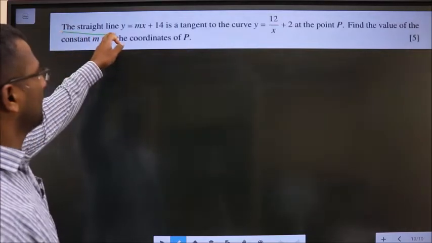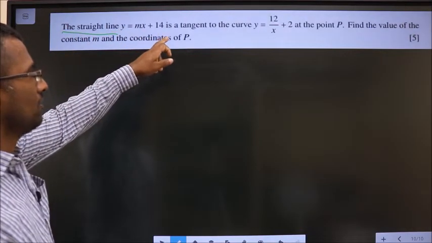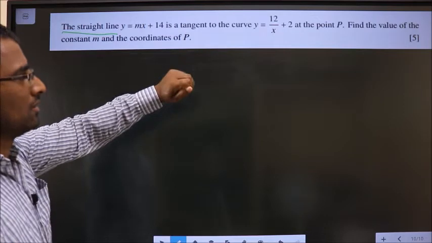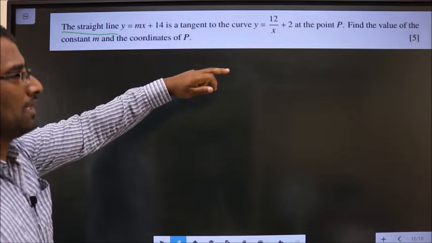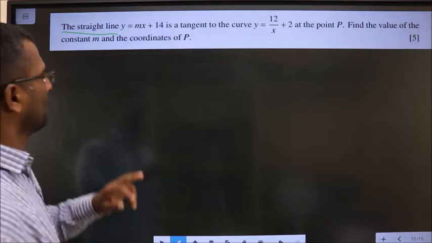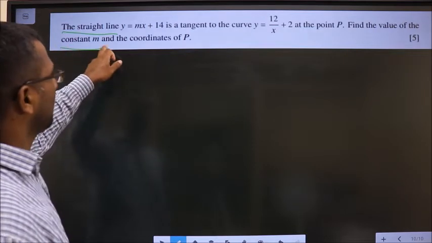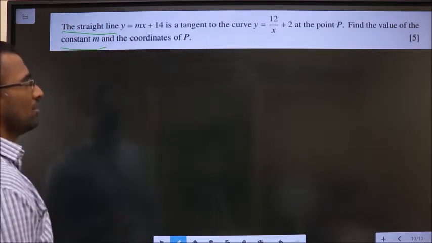The straight line y equal to mx plus 14 is a tangent to the curve y equal to 12 by x plus 2 at the point P. Find the value of the constant m and the coordinates of P.